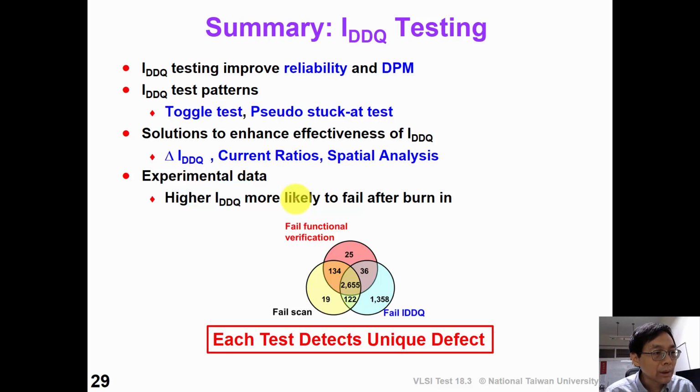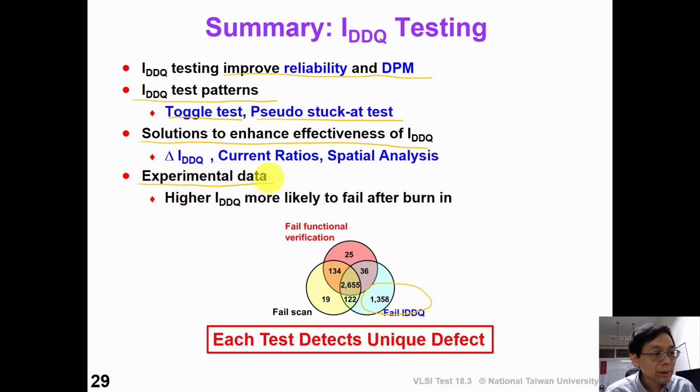Okay, in summary, IDDQ testing is a very effective way to improve reliability and DPM. However, we can see a trade-off of test quality and reliability. For IDDQ testing, we can apply different test patterns, such as toggle test or pseudo-stuck-at test, but the test length must be very short. And we have different solutions to process the data to enhance the effectiveness of IDDQ.